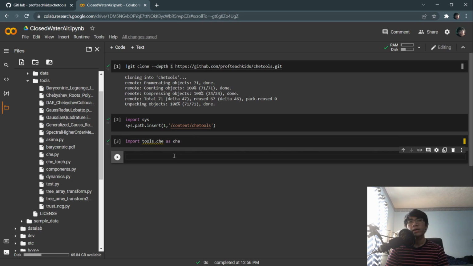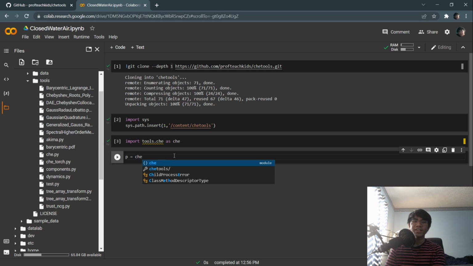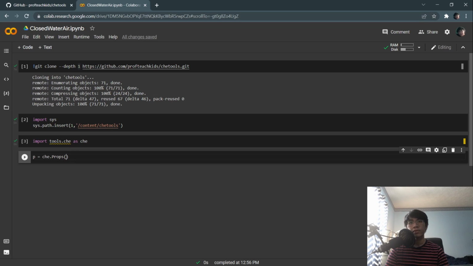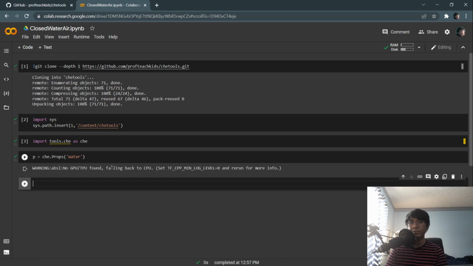All right, so now inside CHE there is a class called props. So we're going to be making an object. I'll just call that object P for now. But for this object, we're going to have to instantiate a class called props to make our object. And props is for properties of the list of compounds you saw at the start. We'll do water for now. I mean, we will be using water.